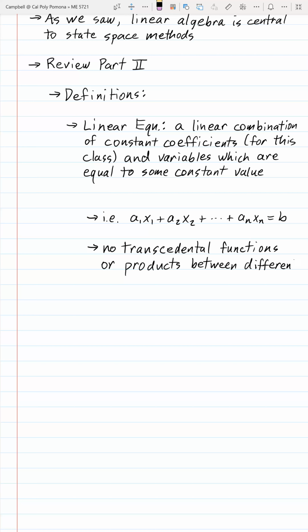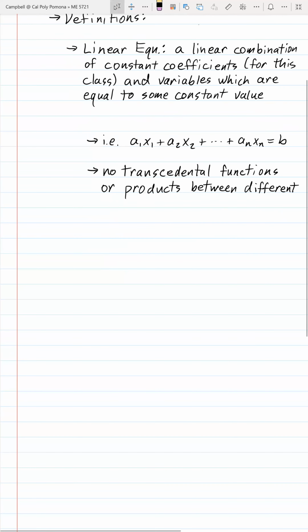So we can't have like a cosine of x2. All we can do is have x2. We can't have x2 times x3, not allowed. That wouldn't be a linear equation. We can't have x2 times x2. That wouldn't be a linear equation either. So no products, we just have these coefficients multiplying our particular parameters. So that is going to be what we call a linear equation.